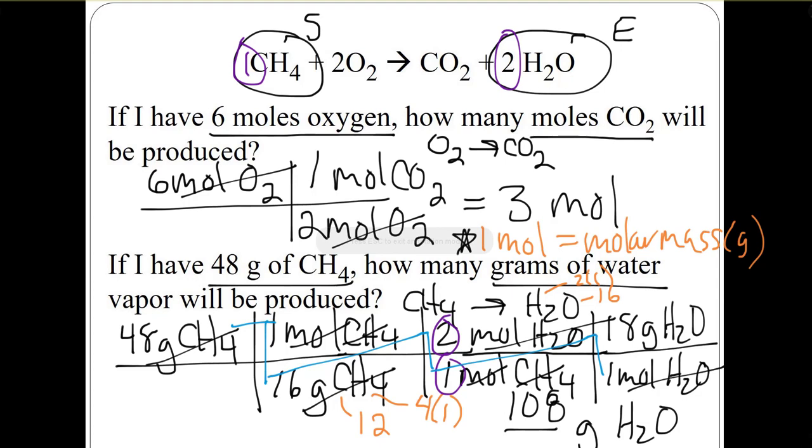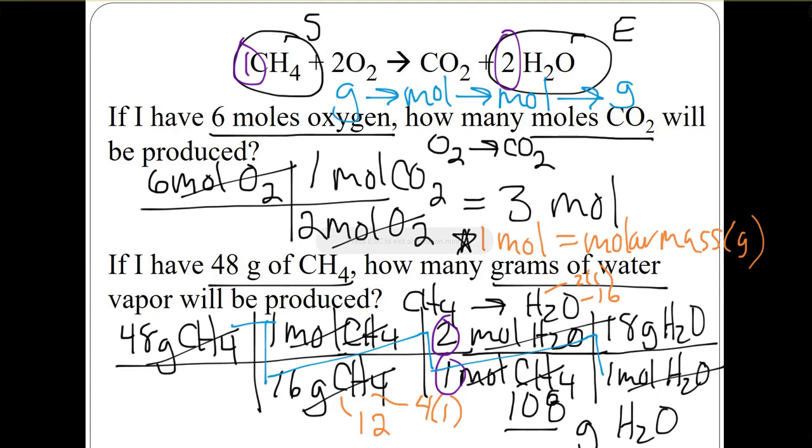Okay, so what did I do? I first converted from grams to moles. The next thing that I did is convert from moles to moles using the balanced equation, and then I converted back to grams of my new material. So grams to moles, using the balanced equation, and then lastly back to grams. And it always has this pattern.